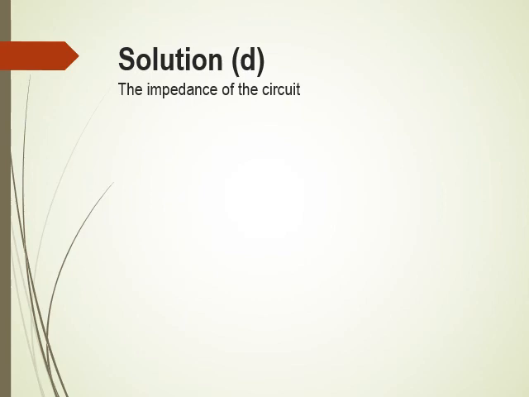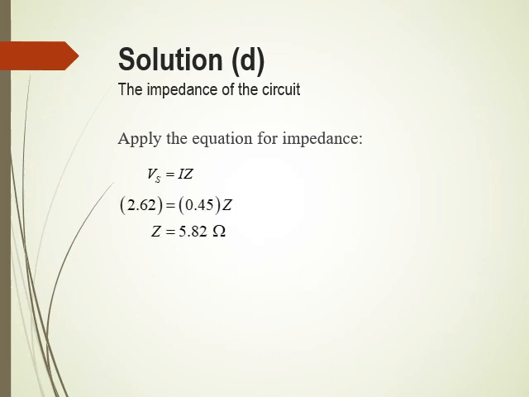Question D. Calculate the impedance of the circuit. So apply the equation for impedance. You have Vs equals Iz. Vs is a resultant voltage and Z, you can say, is a resultant of resistance and reactance. Which means Vs and Z come from the same family. Just like in the equation Vc equals Ixc, Vc and Xc come from the same family. Vl equals Ixl, while Vl and Xl come from the same family. So next, just plug in the values and you will get Z equals 5.82 ohm.